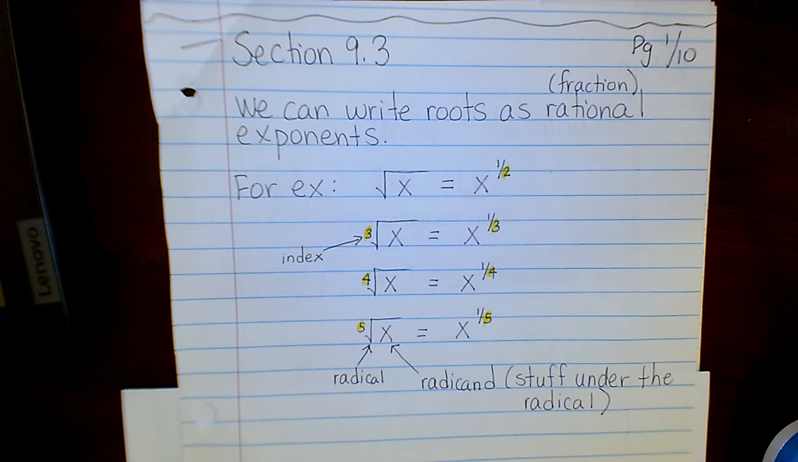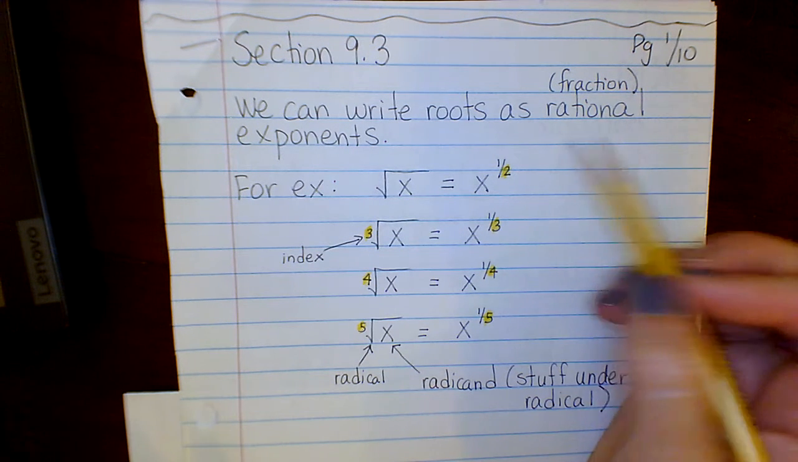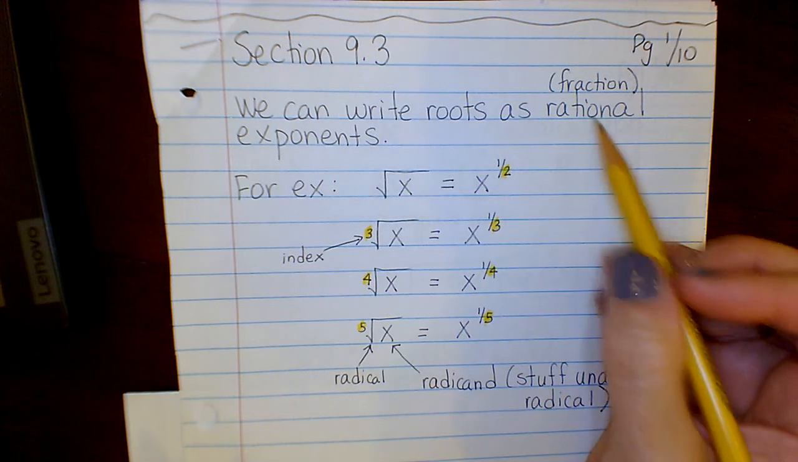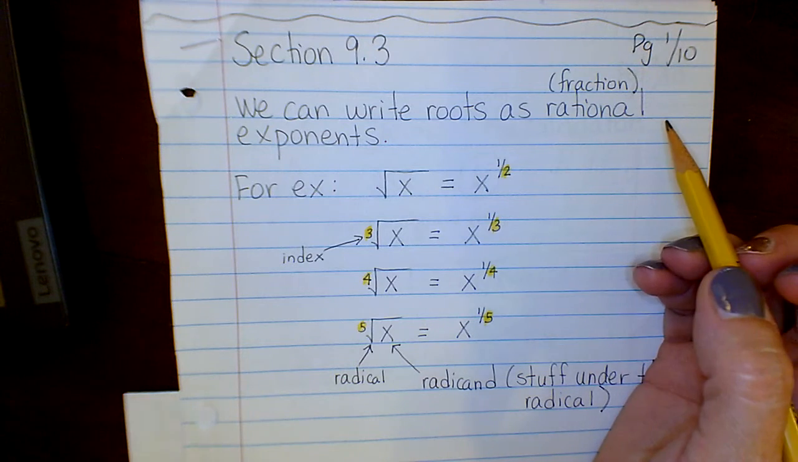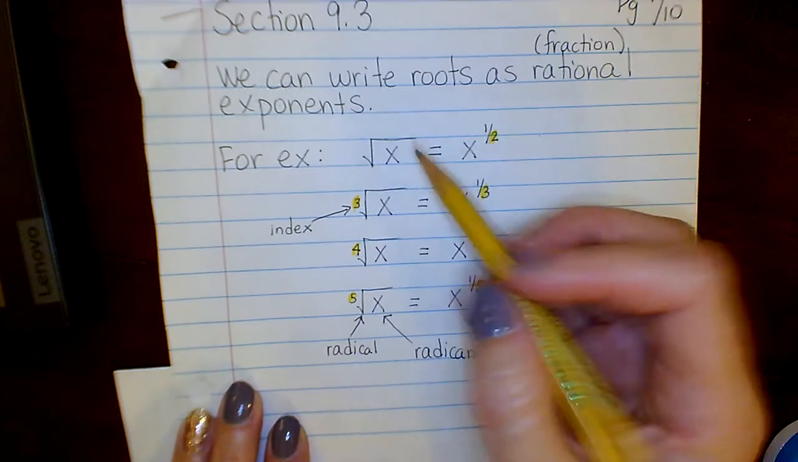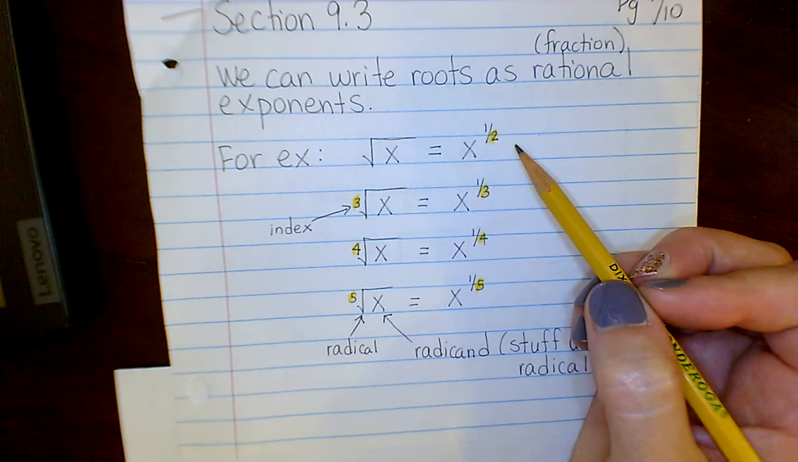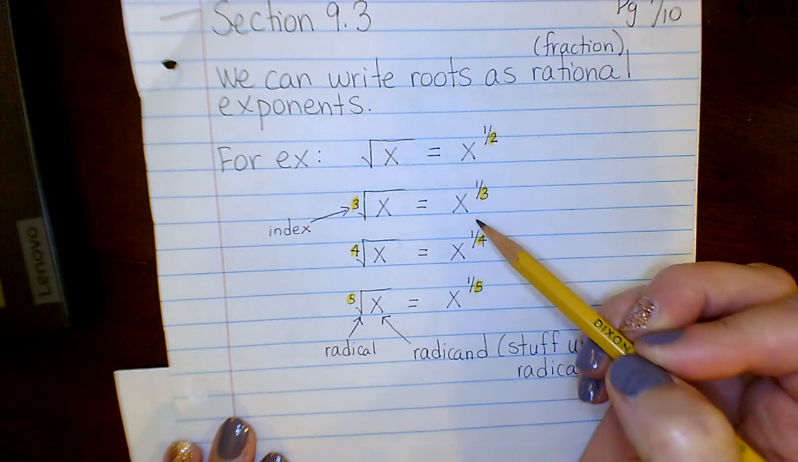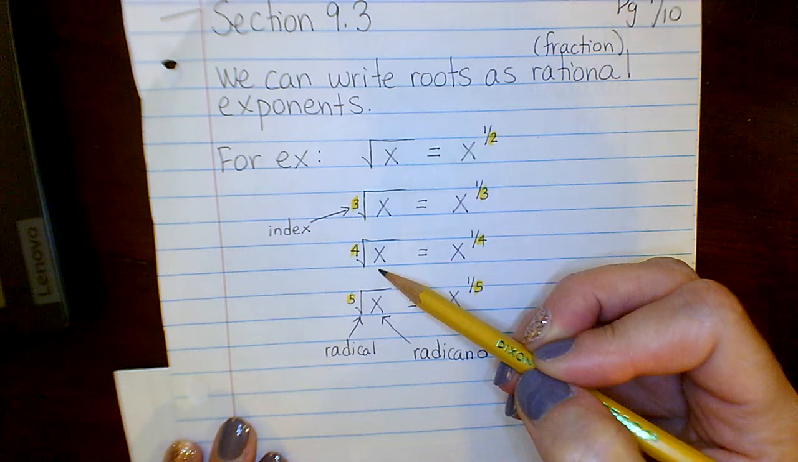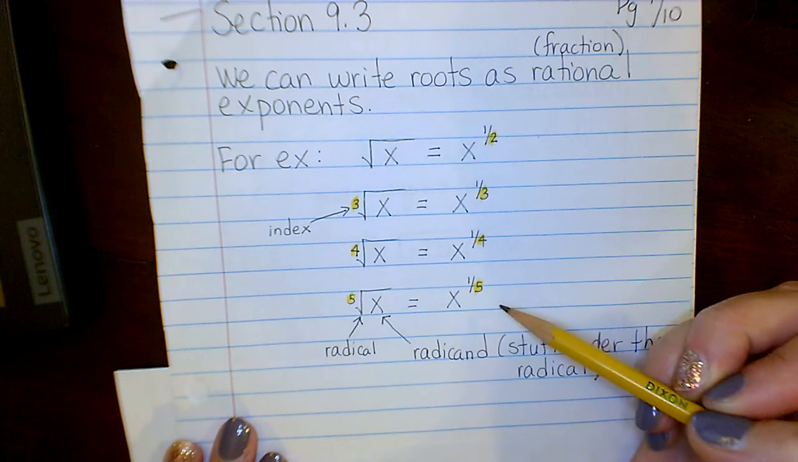This is section 9.3. In this section we're going to take these radical expressions and rewrite them as exponents. We can write these roots or radicals as rational exponents. Rational just means ratio, another word for fraction exponents. For instance, the square root of x can be written as x to the 1/2 power. The cube root of x can be written as x to the 1/3 power. The fourth root of x can be written as x to the 1/4 power, and so on.